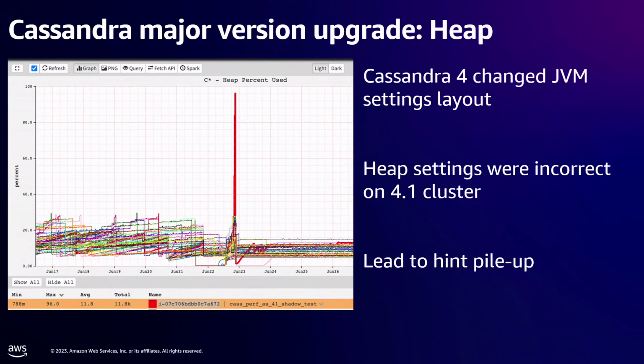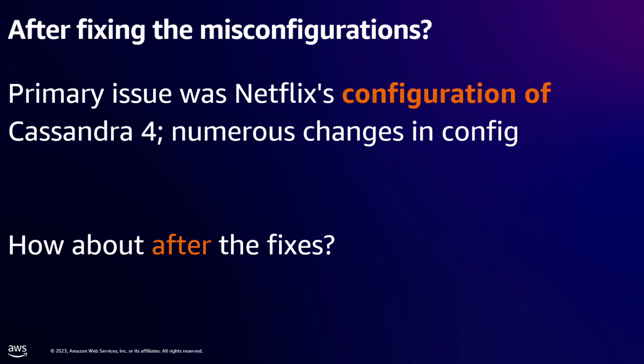We also realized that the heap percentage usage in Cassandra 4 nodes was more. And then we figured out that there were a few heap settings differences in the configuration. And there were also a lot of hints getting piled up because in Cassandra 4, we were throttling the rate at which hints can be transferred to the other nodes. So after doing all this debugging, we figured out that Cassandra is not the problem, it's the Netflix configuration.